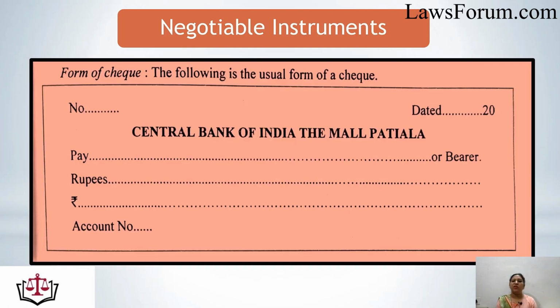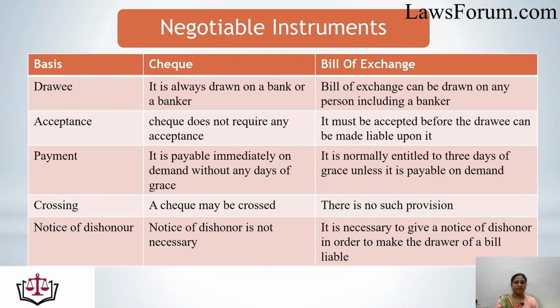This is a format of a check. Form of check: the following is a usual form of a check. Serial number is mentioned, date is mentioned, Central Bank of India, the Mall Patiala, pay or bearer, to whom it is to be paid, how many rupees are to be paid, what is the account number. With this, there is always an electronic image present on the face of the check.